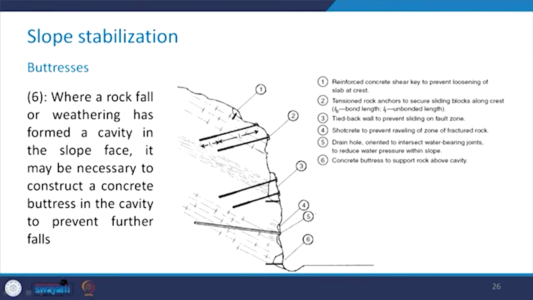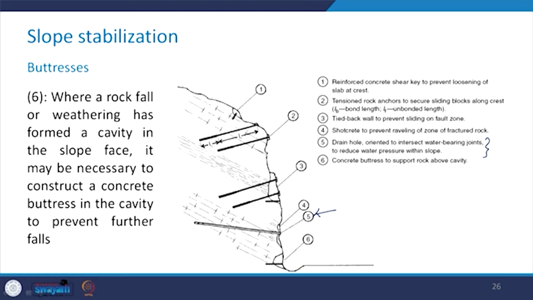It provides very little support against sliding for the overall slope, and the primary function of the shotcrete is surface protection. Another component of the shotcrete installation is the provision of drain holes to prevent build-up of water pressure behind the face. That has been shown here. You can see that this number 5 is the drain hole, oriented to intersect water bearing joints to reduce the water pressure within the slope.